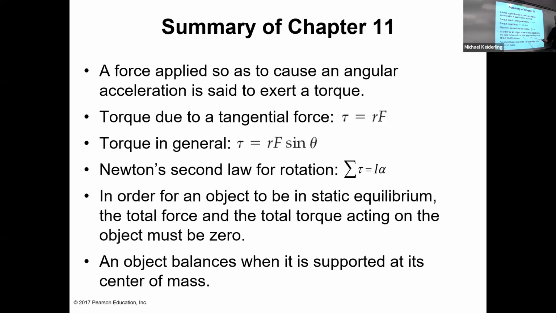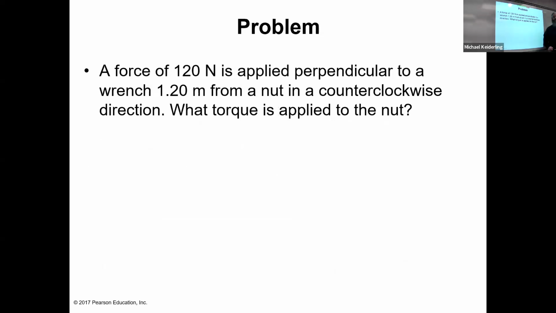In order for an object to be in static equilibrium, the total force and the total torque acting on the object need to be zero. An object is balanced when it is supported at its center of mass. So if a force of 120 newtons is applied perpendicular to a wrench 1.2 meters from a nut in a counterclockwise direction, what torque is applied to the nut?